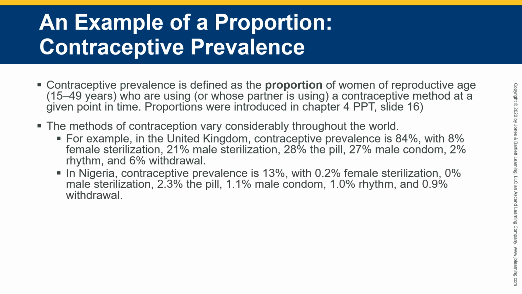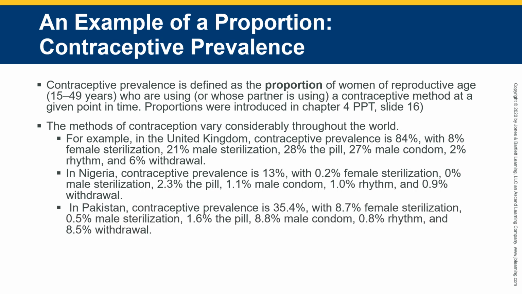In Nigeria, contraceptive prevalence is only 13%, with 0.2 female sterilization, 0% male sterilization, 2.3 on the pill, 1.1 male condom, 1.0 rhythm, and 0.9 withdrawal. So that could definitely relate to the fact that they have a higher birth rate there, right? In Pakistan, contraceptive prevalence is 35.4, with 8.7 female sterilization, 0.5 males, 1.6 the pill, 8.8 male condom, 0.8 rhythm, and 8.5 withdrawal.